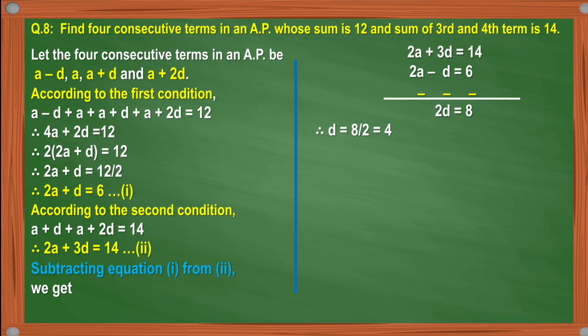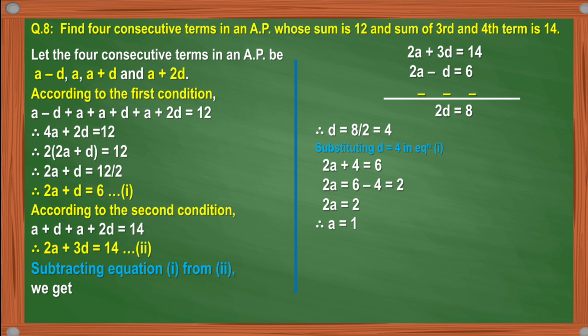Now we can find a by putting the value of d in any of the equations. So substituting d equals 4 in equation number 1, which is 2a plus d equals 6, we get 2a plus 4 equals 6. Therefore 2a equals 6 minus 4, which is 2. Therefore a equals 1.